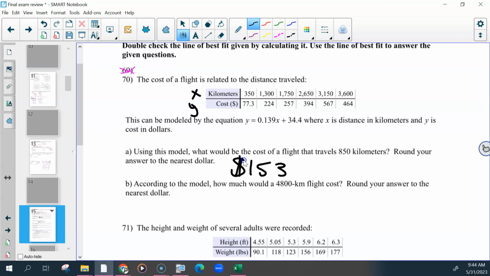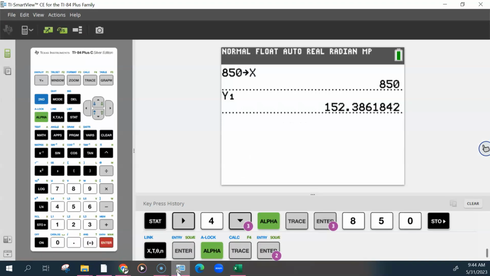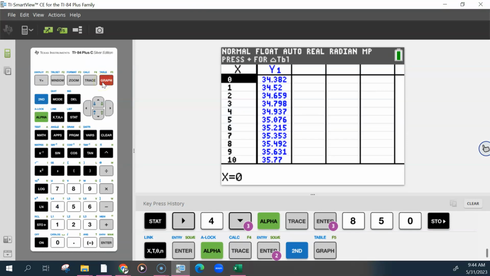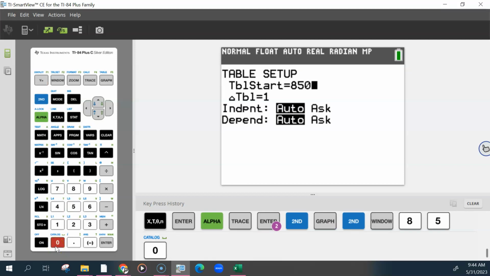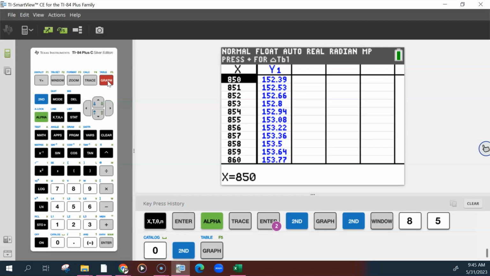If the storing is too much to remember, you could also go into your table, second graph. All the values from the equation itself, since we stored it, should be there. Instead of scrolling to 850, you can change where it starts. Go into second window, tell it to start at 850, and then go back to the table, second graph. And you would get the same thing.